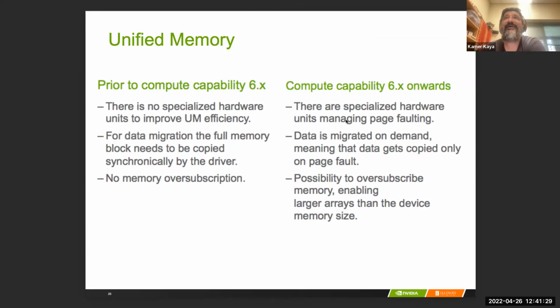With compute capability 6.x, there are specialized hardware units managing page faulting, so data is migrated on demand. Every access is handled page by page. If the data is not there, the corresponding page is brought to the device and handled. The full memory block is not copied. And we have the possibility to oversubscribe memory, enabling larger arrays than the device memory size. So if you have an RTX 3090 and want to allocate 30 gigabytes of managed memory, now it is possible. Before it wasn't. Since you bring the data page by page, it doesn't matter. You don't need to store the whole 30 or 40 gigabytes on the GPU memory at once. Whenever you need some part, that page comes for you.